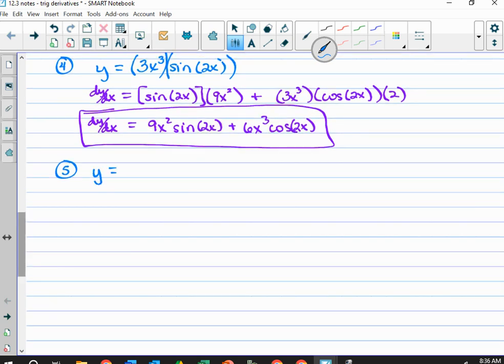Okay, I'm going to give you y is equal to 2 sine of x plus 3 cosine of x. And we are going to find y plus y double prime. Like, add them together. It's a weird question, I know.